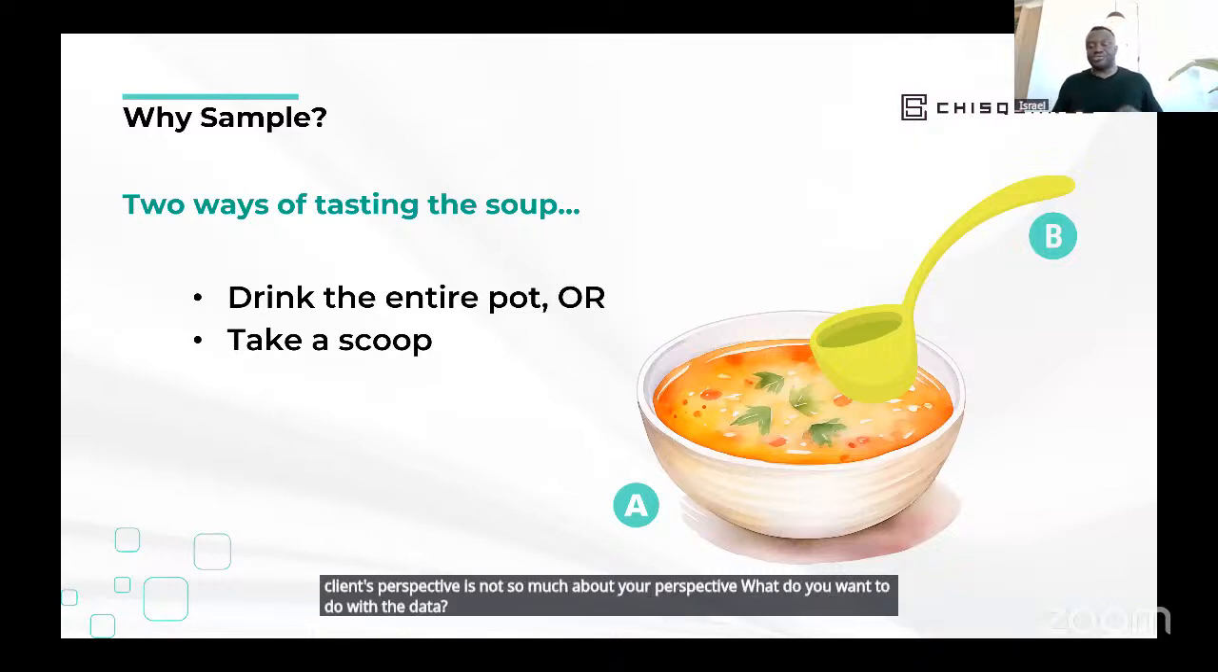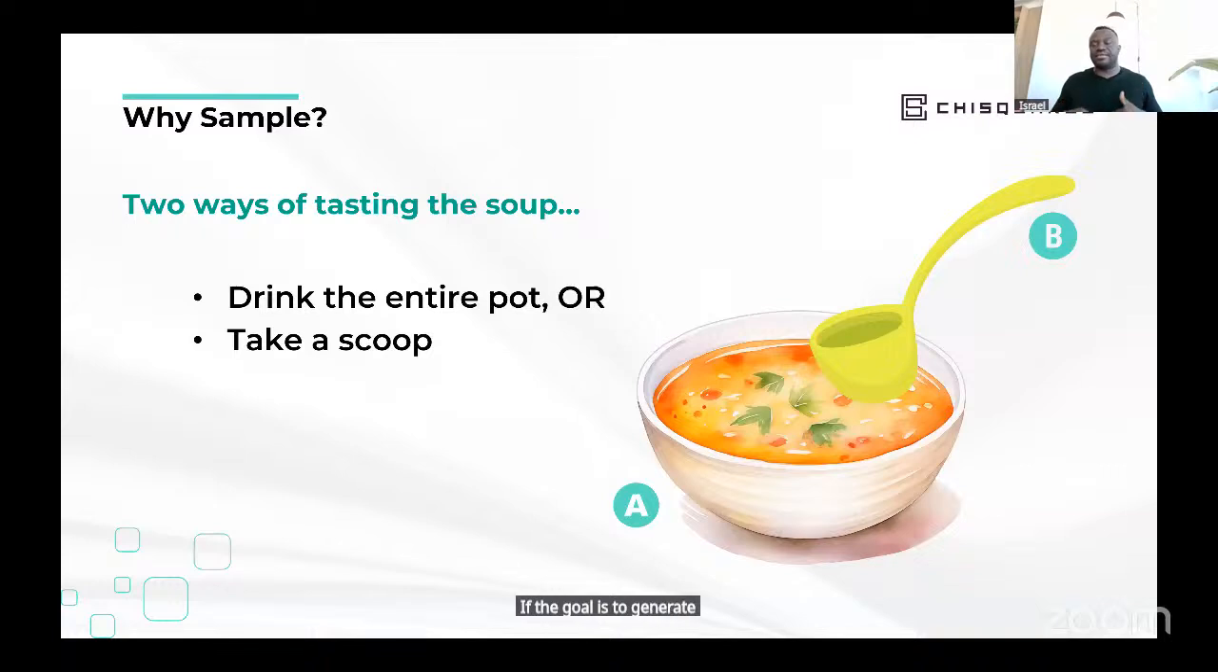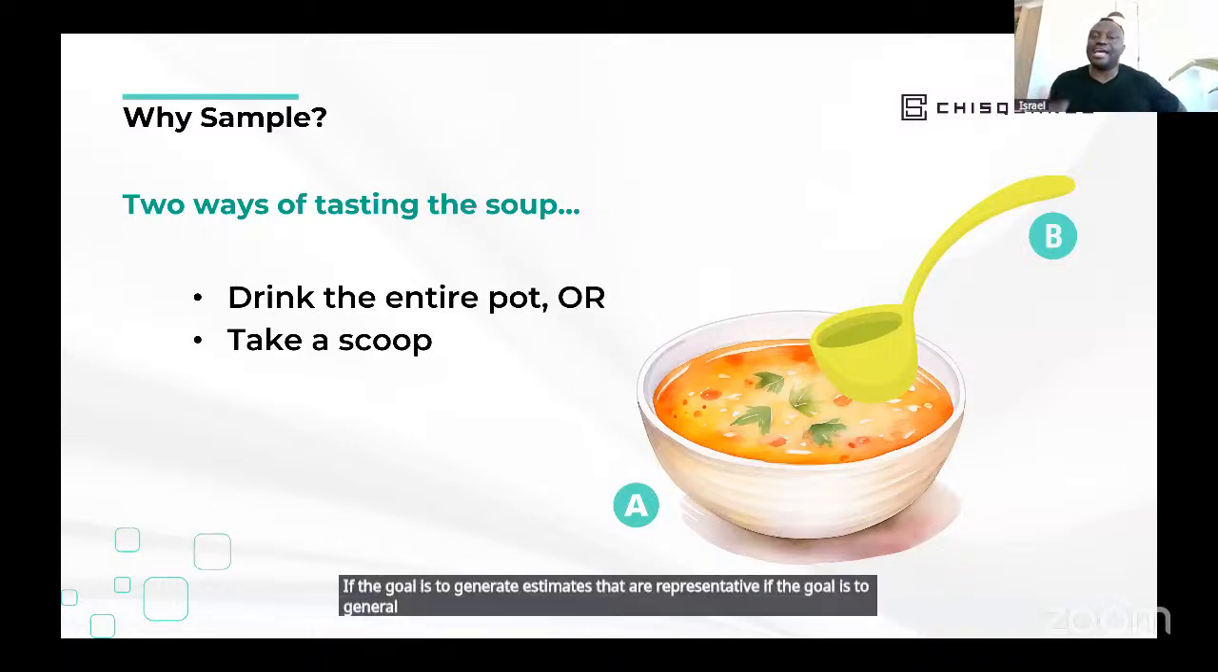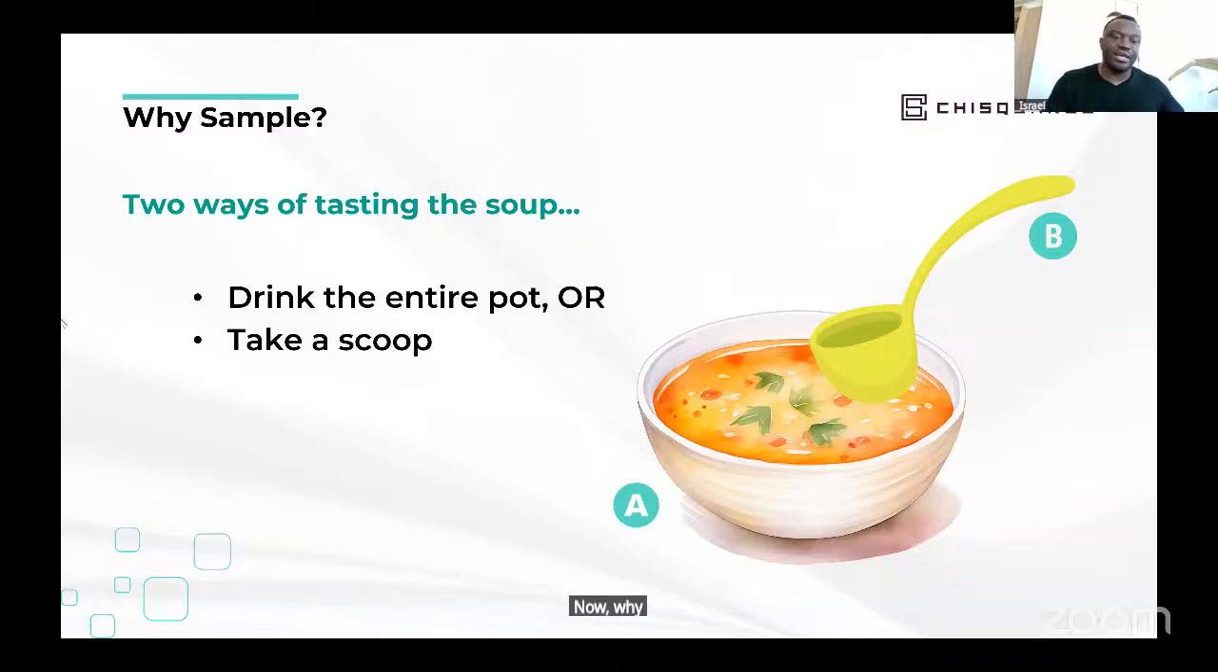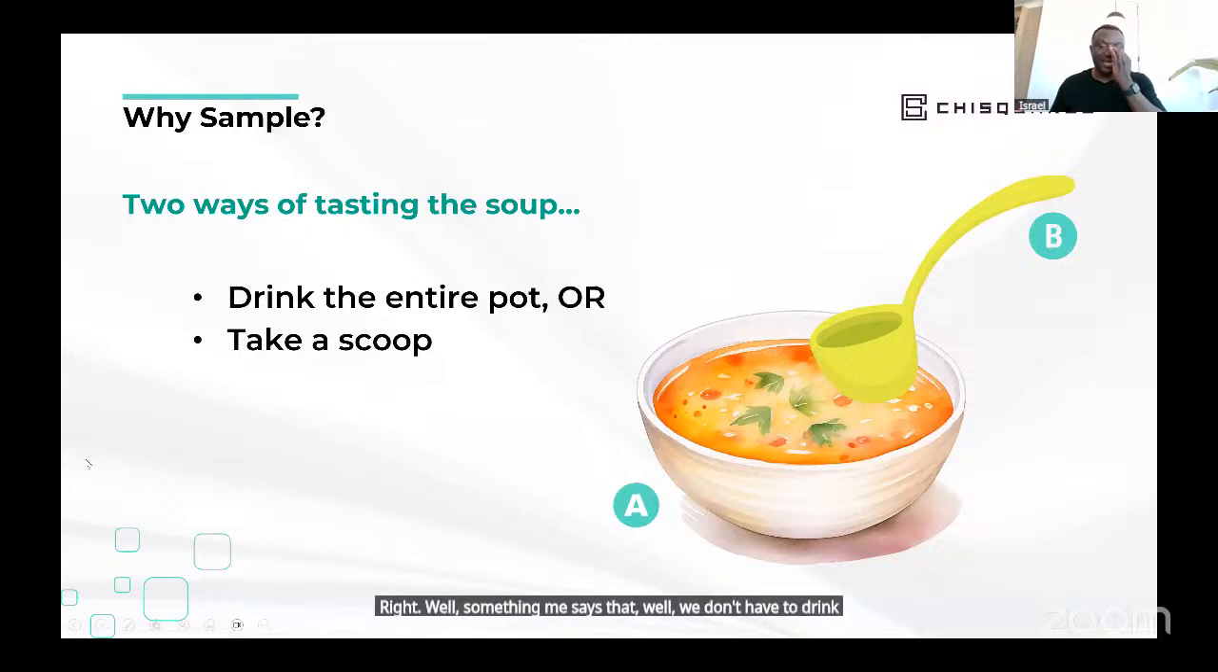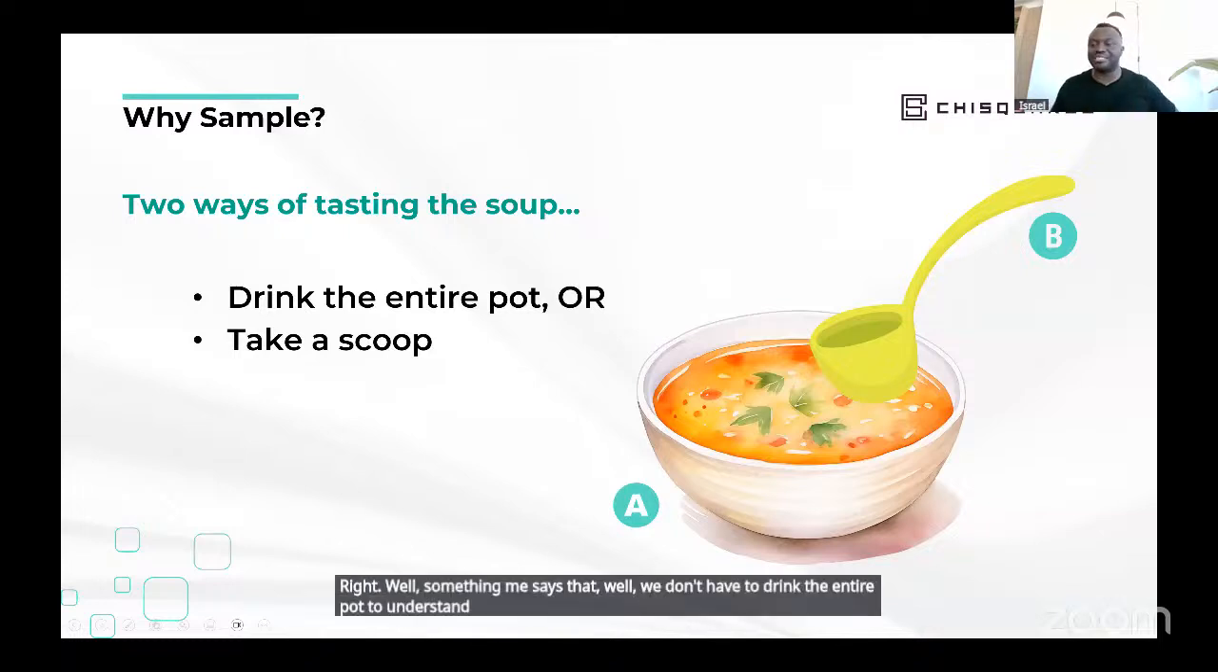If the goal is to generate estimates that are representative, if the goal is to generalize the results, then that means that you must draw a representative sample. Sampling must be at random. Now, why do you have to sample? Well, there are two ways of tasting the soup. You can drink the entire pot, or you can take a scoop, right? Sampling says that we don't have to drink the entire pot to understand what's happening. We can just take a sample.